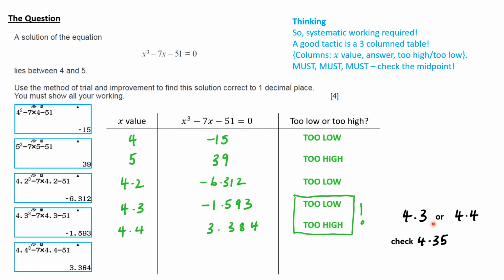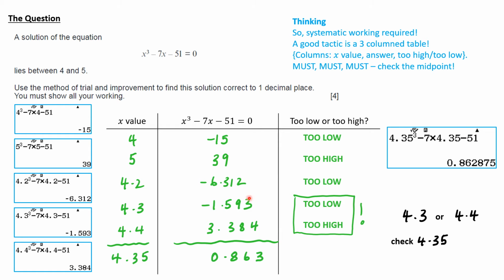So the midpoint of 4.3 and 4.4 is 4.35. So I pop that into the equation, and I write down my answer in my table, and 4.35 gives me 0.863. Then I just have to do a tiny little bit of thinking. This answer is still too high. So 4.35 gives me an answer that is too high, so I choose 4.3, which is below it, and that is my answer to 1 decimal place.